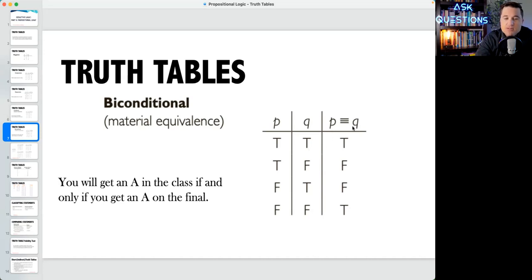So there are 2 parts here, if you will, the left and the right side of the biconditional. And by the way, the order doesn't matter, right? So we could take this, you get an A on the final clause, and move it to the front, and move this, you will get an A in the class clause, and move it to the back, and the meaning wouldn't change. And so symbolically, that would look like Q tribar P, Q if and only if P. And that is logically equivalent to this.